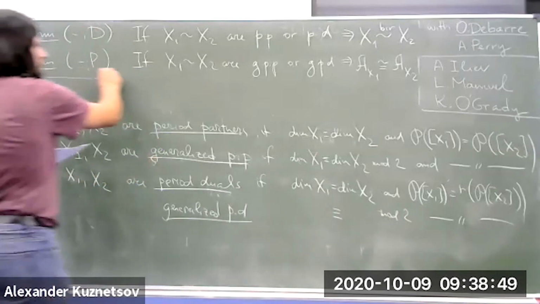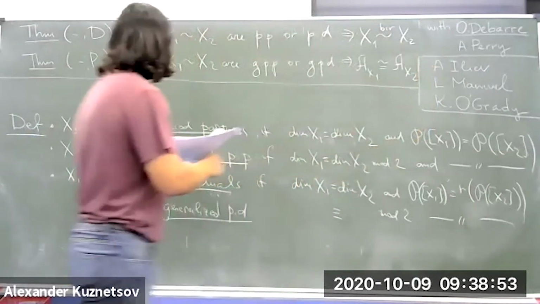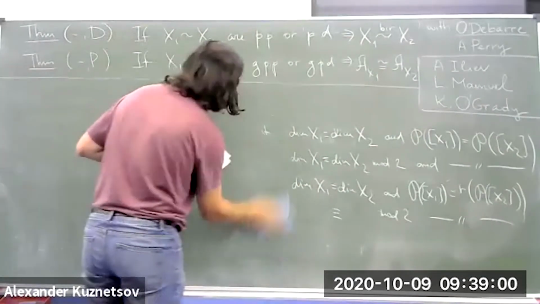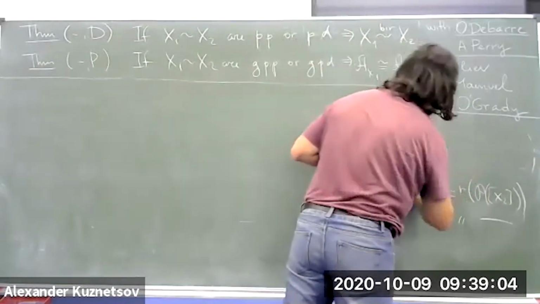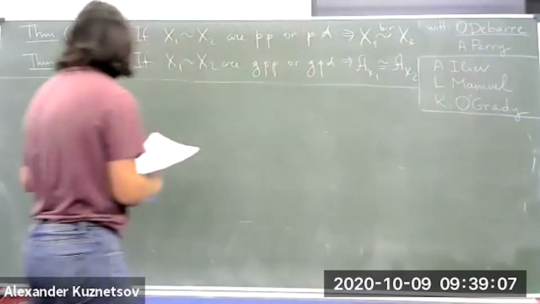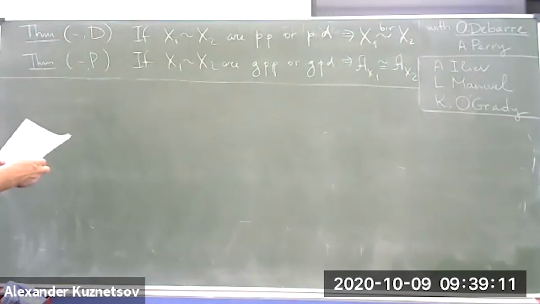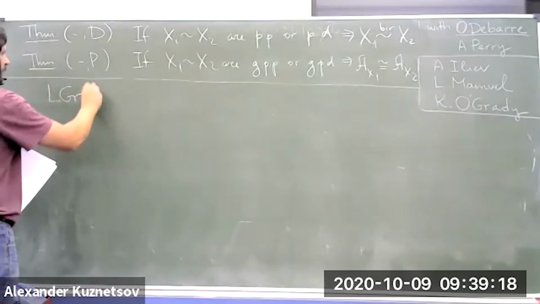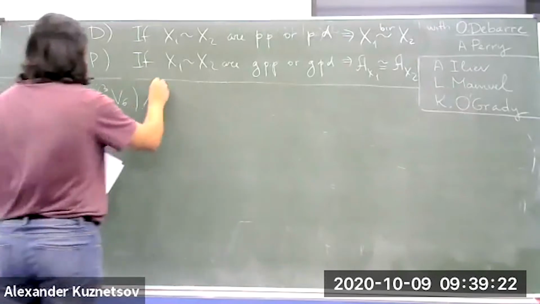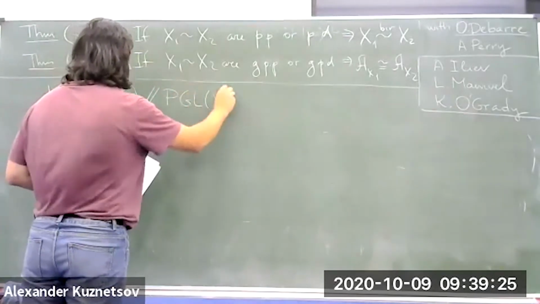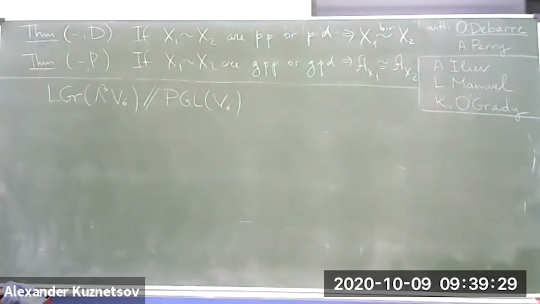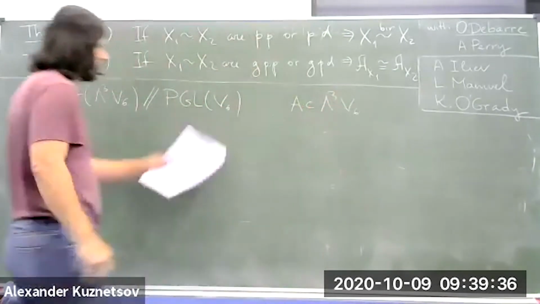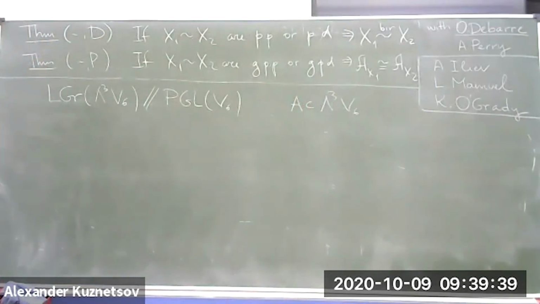I think I need to pass to the main part of this talk, to the intermediate Jacobian story. But to do this, I need to introduce a couple more notions. So let us look at this GIT quotient variety, and we just consider this quotient of the Lagrangian Grassmannian by the PGL6 action. So it parameterizes just Lagrangian subspaces in Λ³V6 up to the action of PGL6.